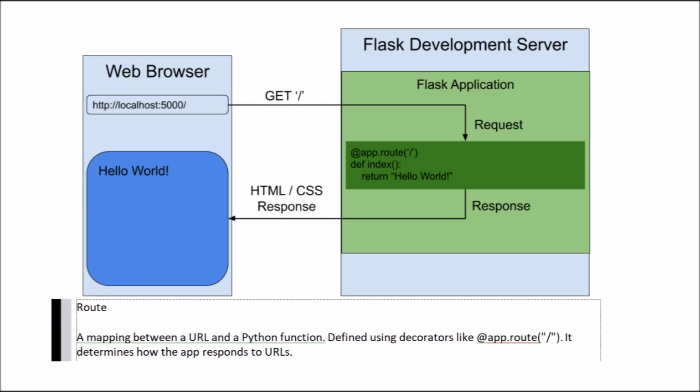Route. A mapping between a URL and a Python function. Defined using decorators like @app.route. It determines how the app responds to URLs.